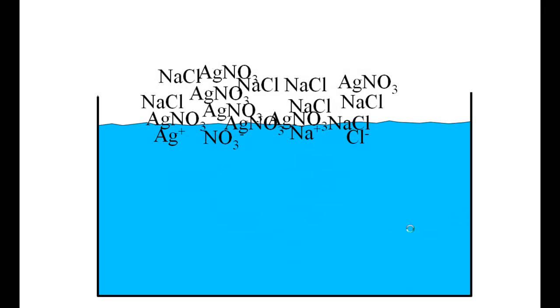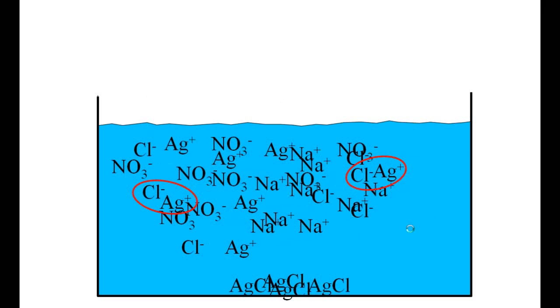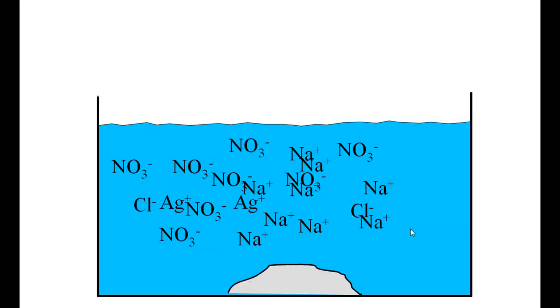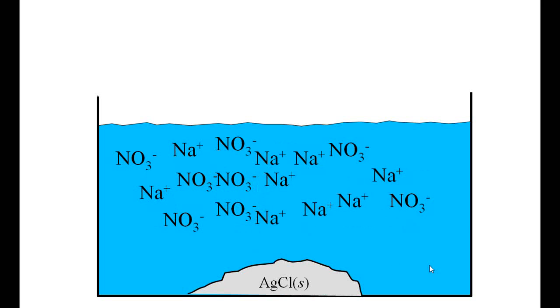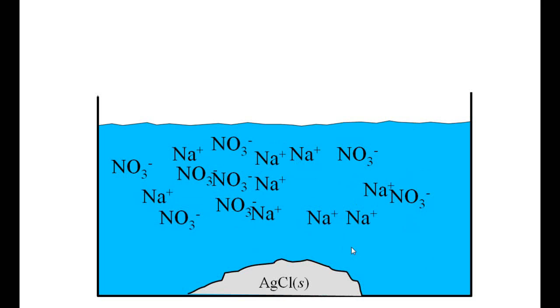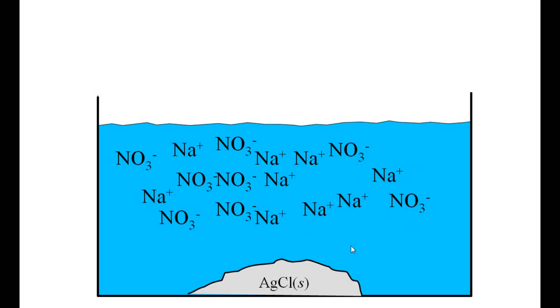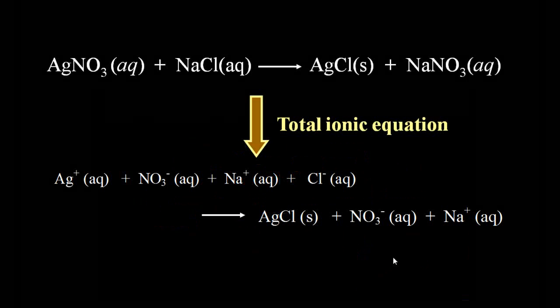So imagine I have a whole bunch of them, right? As the silver and the chlorides come together, the pile of my precipitate grows and grows until all I have left is the sodium and the nitrate. And they are not going to combine. They like to be dissolved when they're in water. I have this pile of silver chloride at the bottom of my container.